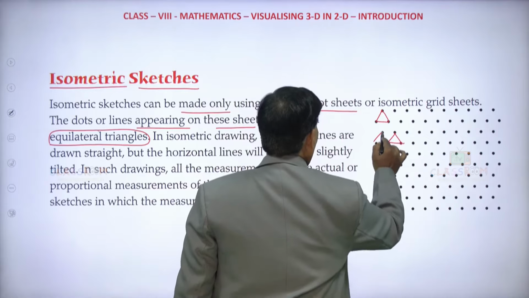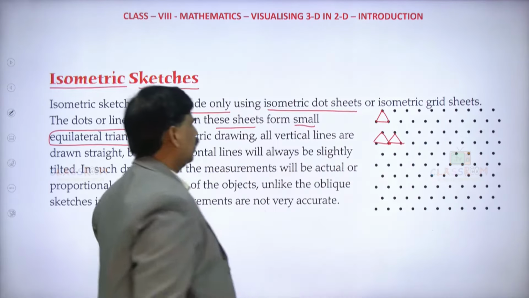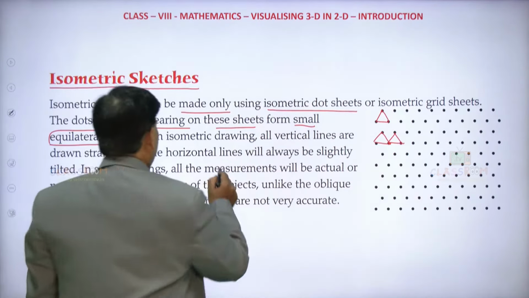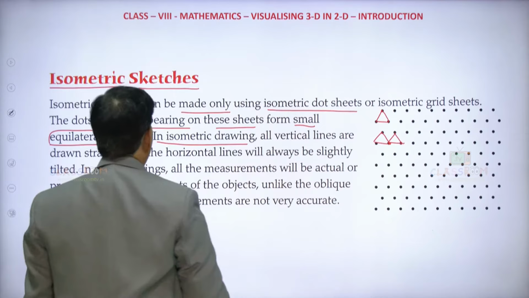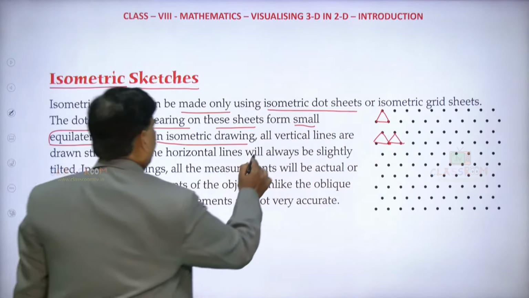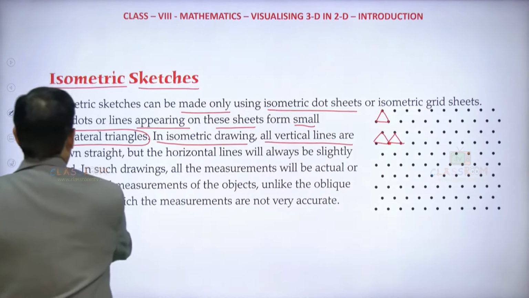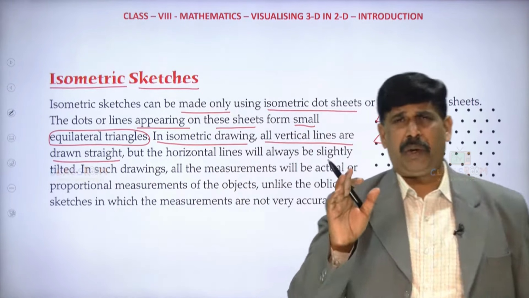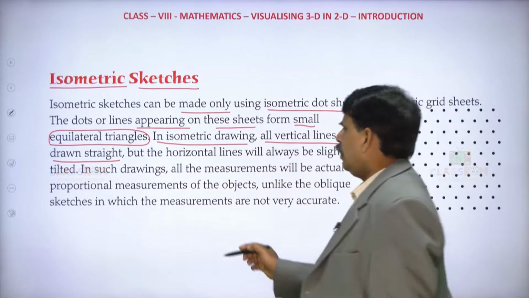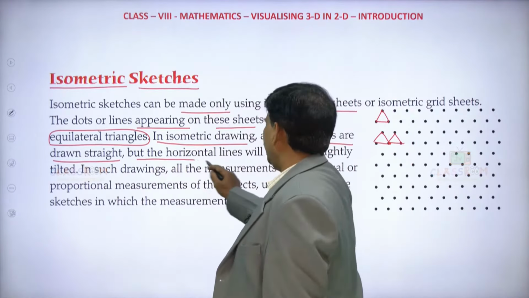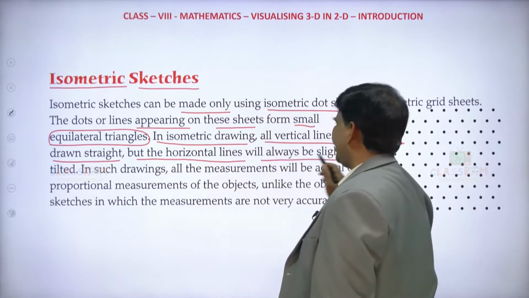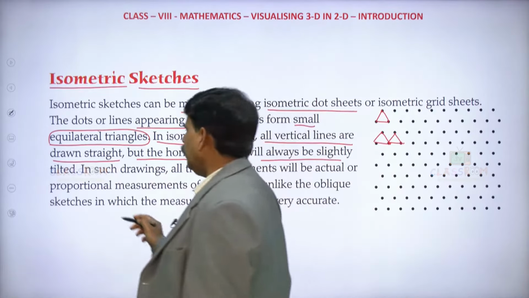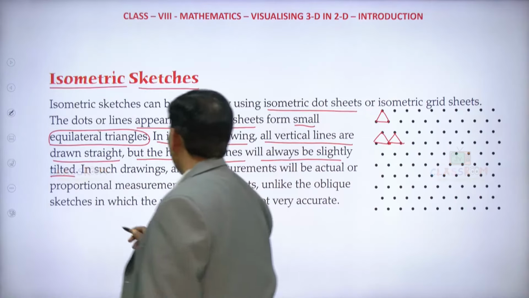So they are appearing like small equilateral triangles. Clear? Now here, in isometric drawing, all vertical lines are drawn straight. All the vertical lines should be drawn straight, but the horizontal lines will always be slightly tilted.